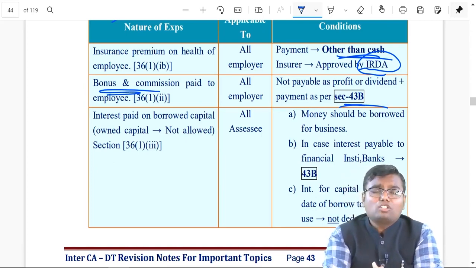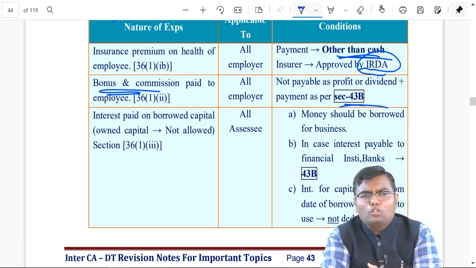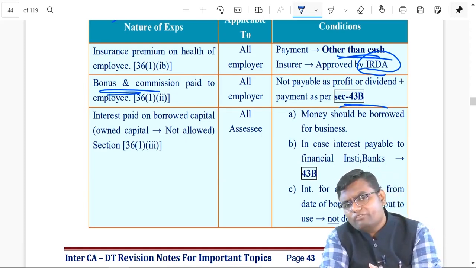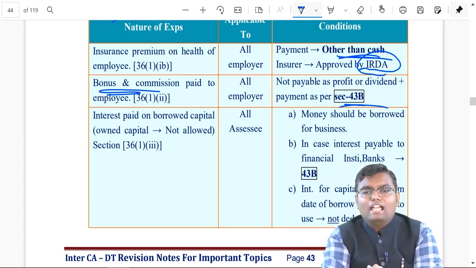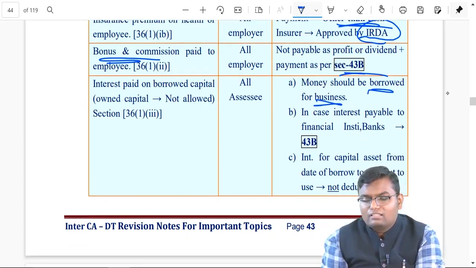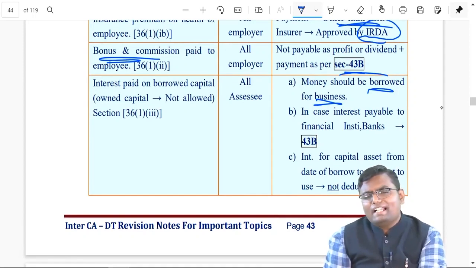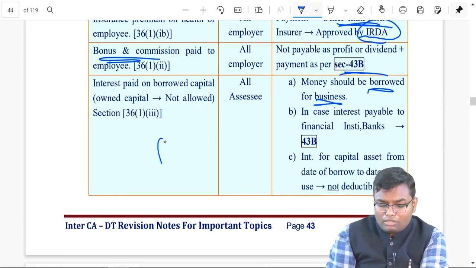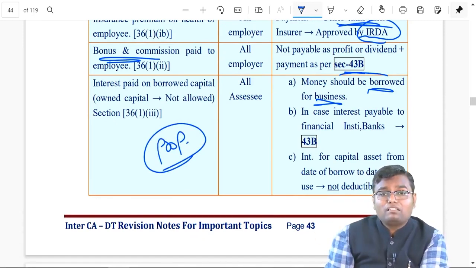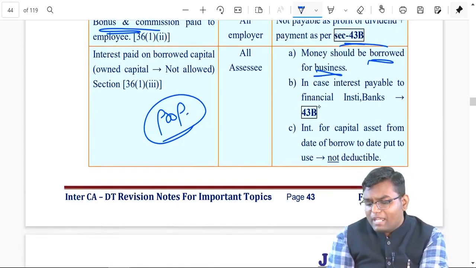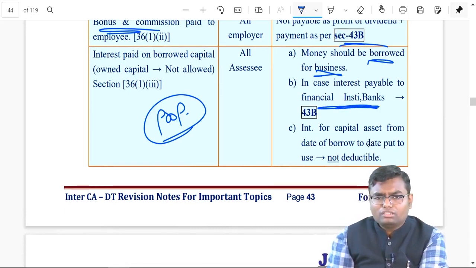Then interest on borrowed capital. You took a loan from a friend, relative or any bank, institution, NBFC, for the business purpose, and you are using that borrowed money for your business, whatever interest is accrued, you will get deduction of that. Remember, if you are a proprietor and in your P&L you are writing interest on your own capital, that is your personal expenditure, it is not borrowed capital, you will get no deduction. If interest is payable to a bank or public financial institution, then you will get deduction only if it is paid up to the due date of filing return of income under section 43B.